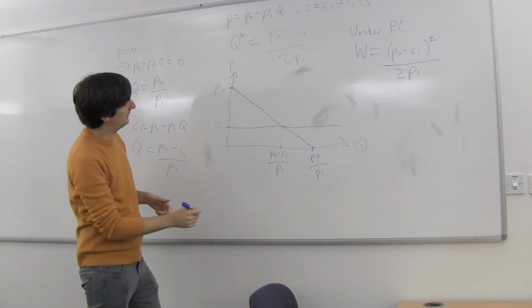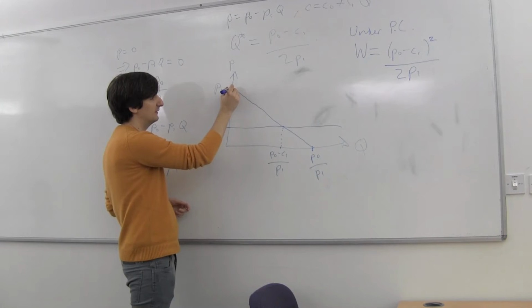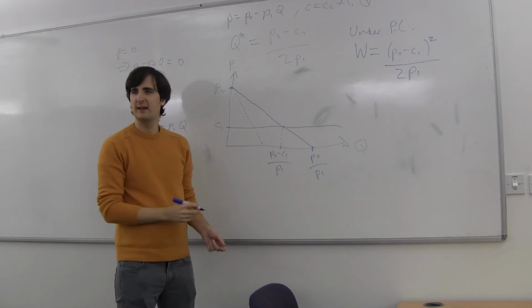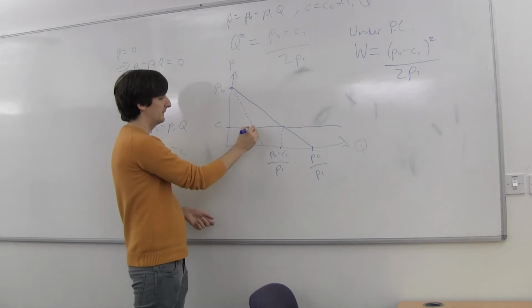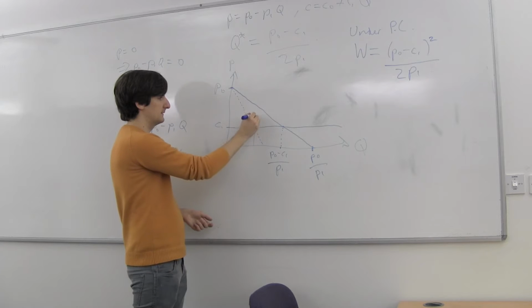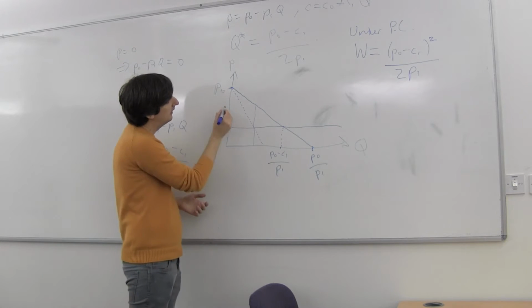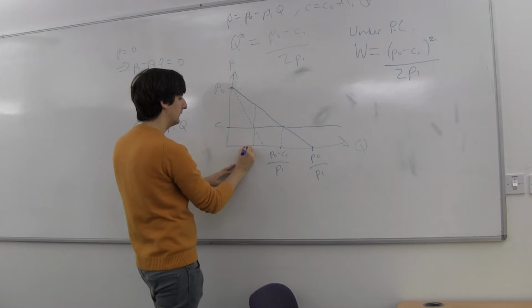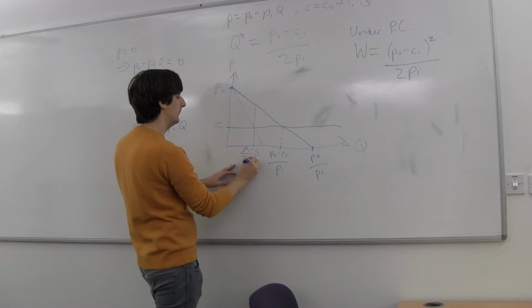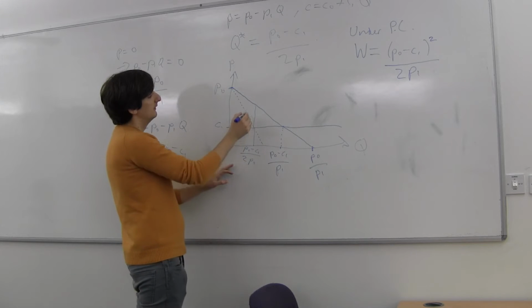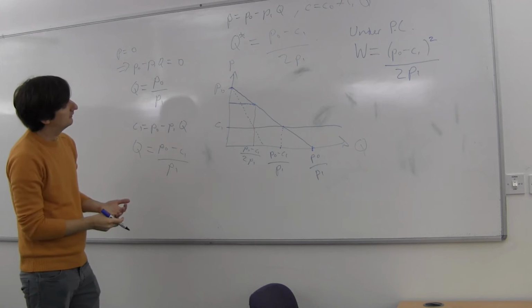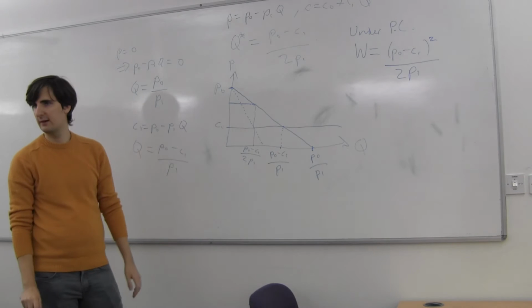What about under monopoly? Well, under monopoly, the monopolist is going to set marginal revenue equal to marginal cost. Here's our marginal revenue line. The monopolist is going to set some Q star. Q star we found earlier, this is P0 minus C1 divided by 2P1. At that point, there's going to be some price the monopolist is setting. So what's the price corresponding to this quantity?